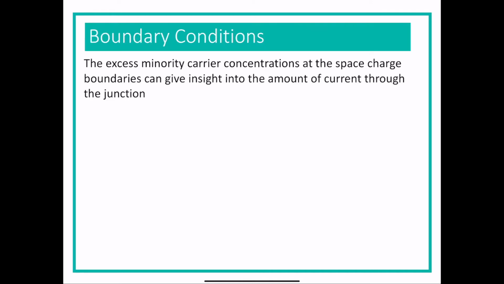So now we're going to look at something known as boundary conditions. This is going to be a theoretical part again, but we're going to get to the end of the theoretical part, and then when we get there, it won't be such a big deal. So we're going to look at the excess minority carrier concentrations right at the space charge boundaries. And that's going to be important in determining what the current is.